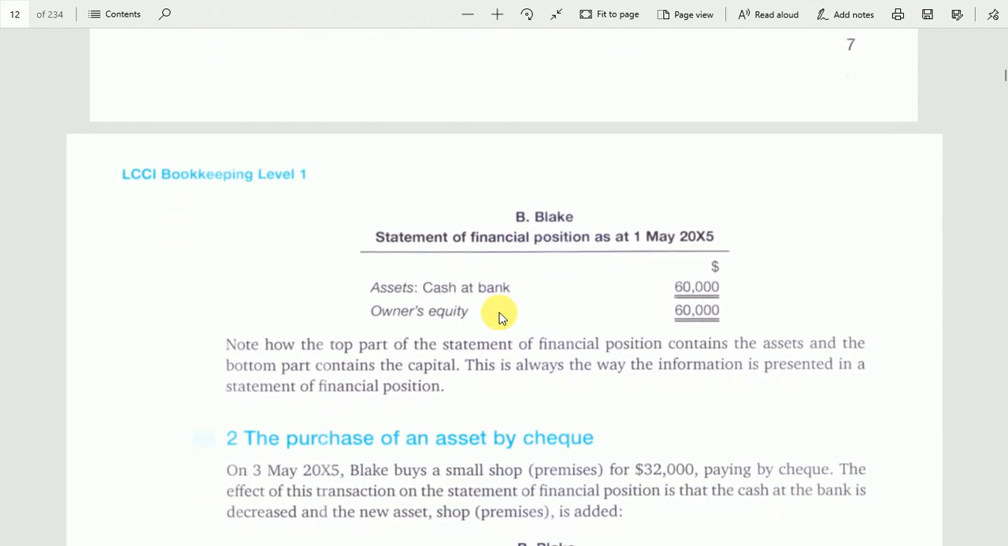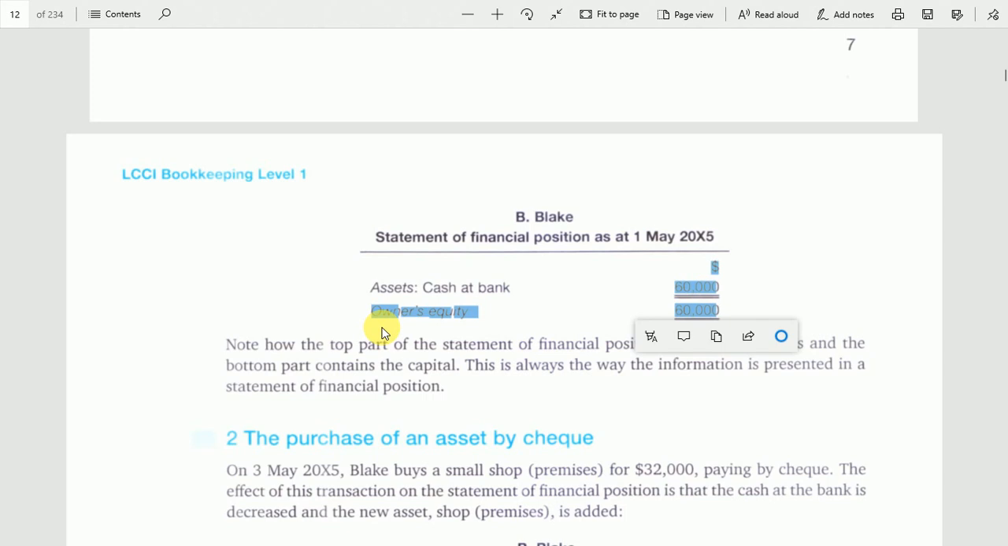So you can see the financial position over here. B. Blake, the financial position as of the date, you can see he invested $60,000 in his business in cash. So you see the assets, like cash at bank, is 60,000 at the particular date, whereas the owner's equity, because the amount is deposited into the bank account by Blake, who is the owner of the company. So the impact on financial position by this transaction is you have assets of 60,000 as well as capital of 60,000.